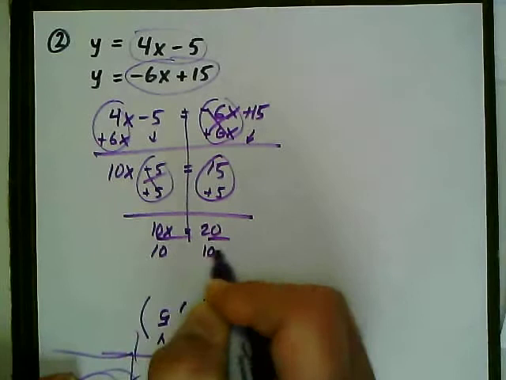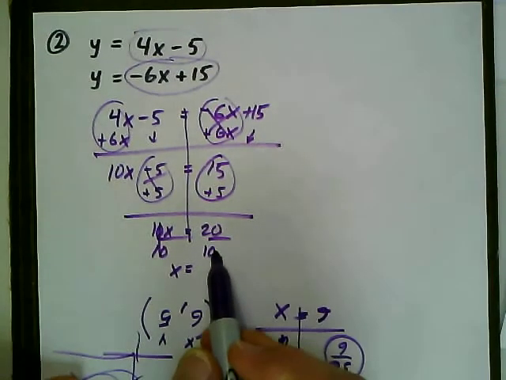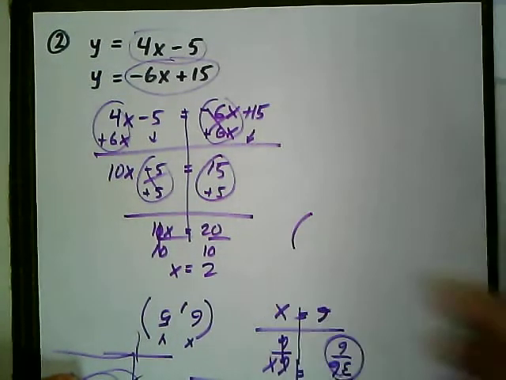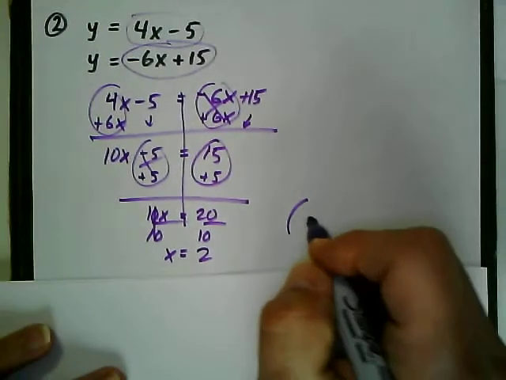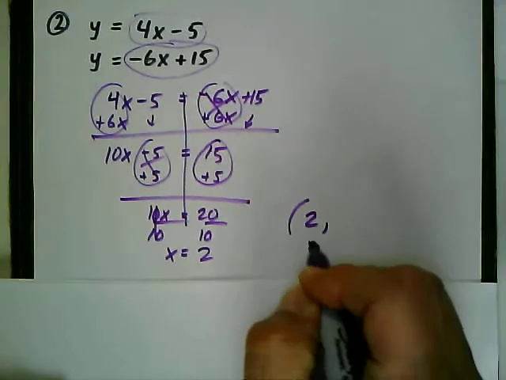And our final step, easiest way to do this, is go ahead and divide by 10. And 20 divided by 10 is 2. Well, that gives us our first one. Get that out of there so you don't have to look at it. Gives us our first part, our x value, which is 2.